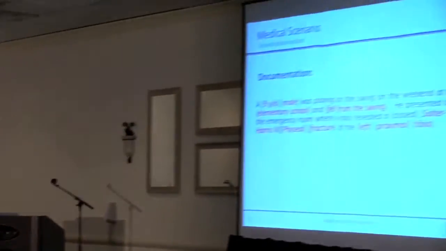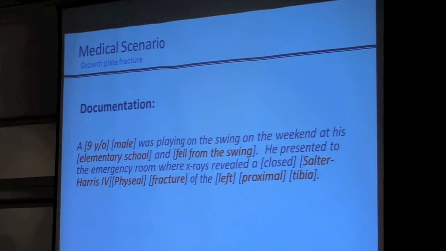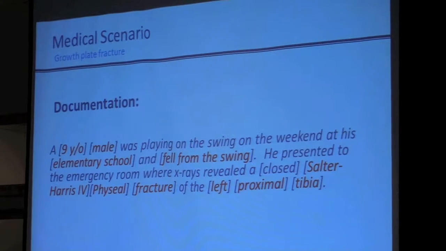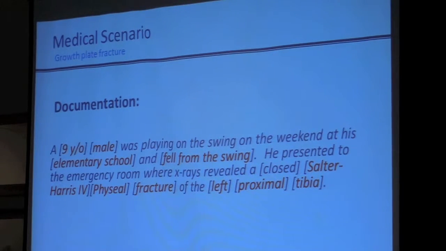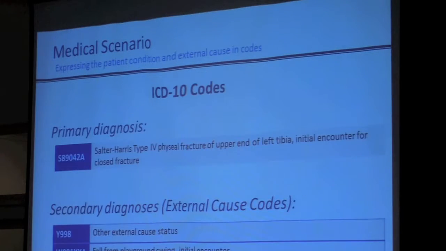Here we have a 9-year-old male who was playing on the swing on the weekend at elementary school and fell from the swing. He presented to the emergency room where x-rays revealed a closed Salter-Harris physeal fracture of the left proximal tibia. Not a ton of documentation, but a lot of stuff in there, right? A lot of concepts, and those concepts that drive those things in red are what I'm going to pull out and put in my code. Sorry, that closed should have been red.